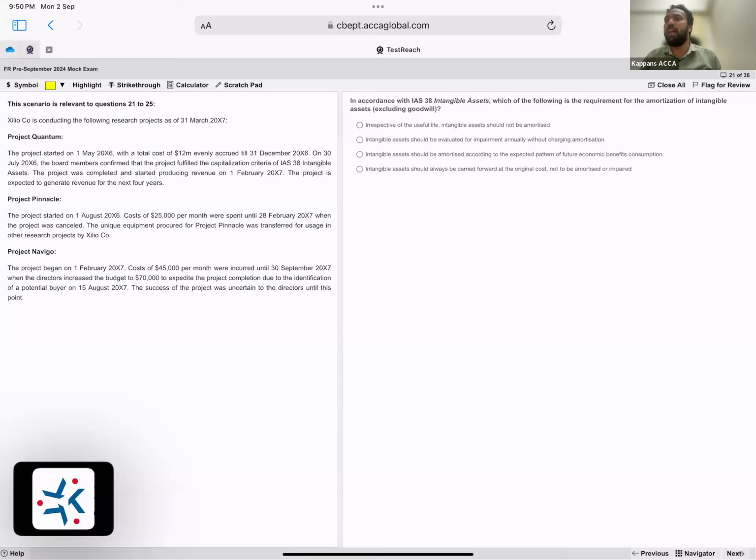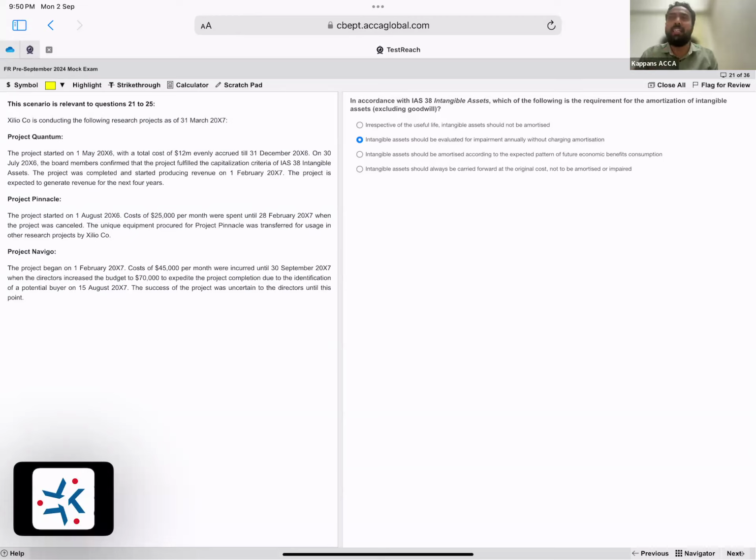Irrespective of useful life, intangible assets should not be amortized. That is wrong. Intangible asset can be amortized over the useful life. Intangible asset should be evaluated for impairment annually without charging amortization. That is also wrong. Intangible asset need to be evaluated for impairment only if there are indicators of impairment. Otherwise, no need. But we have learned that two intangible assets require impairment review every year.